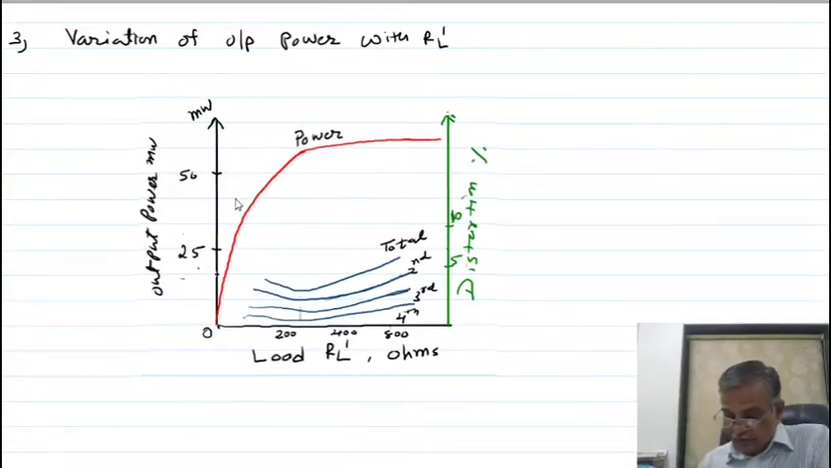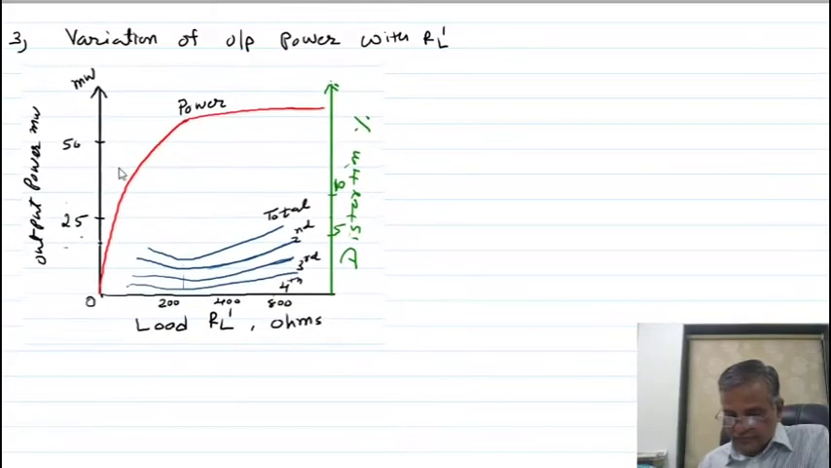The variation of the output power with load RL' is shown in the figure. This is the variation I am showing you. Initially it increases as RL' increases, and then it becomes saturated.